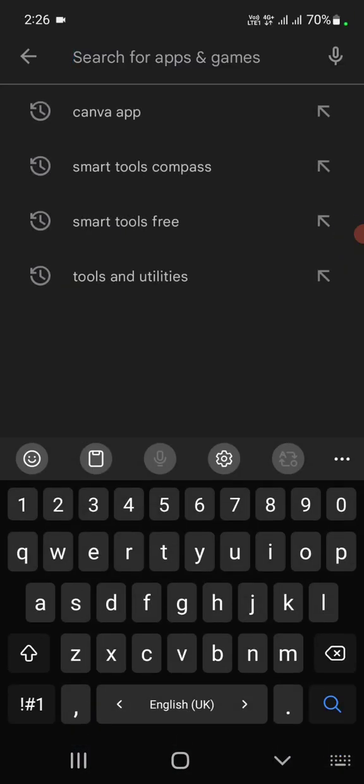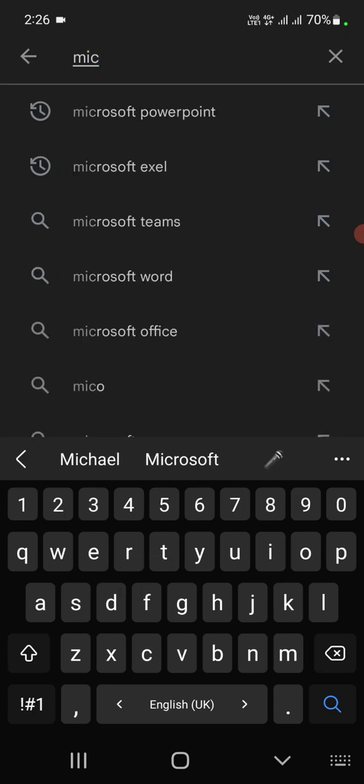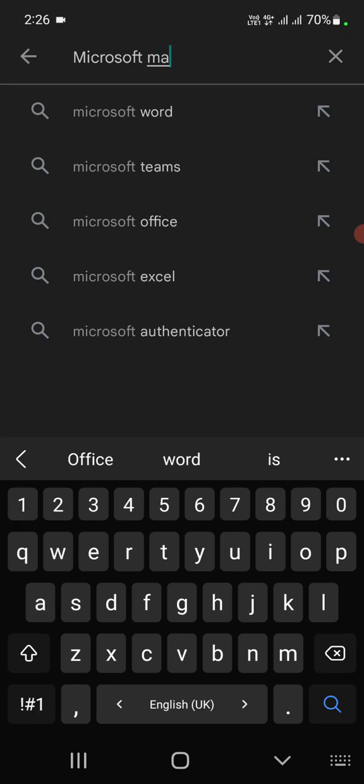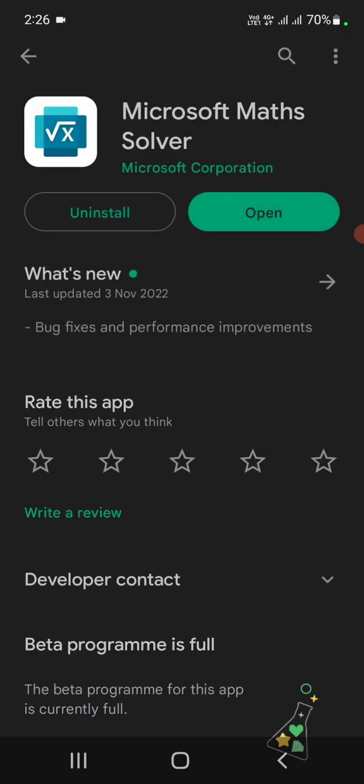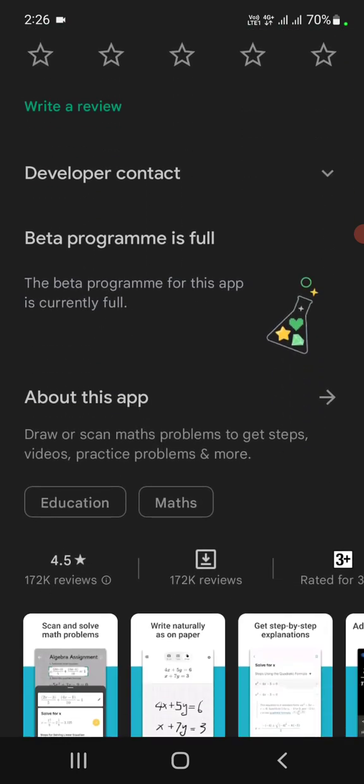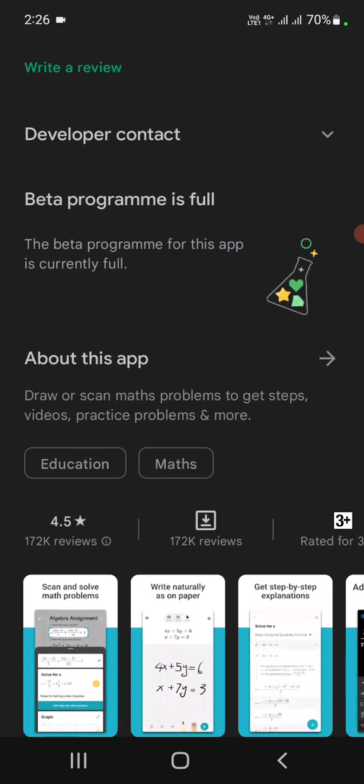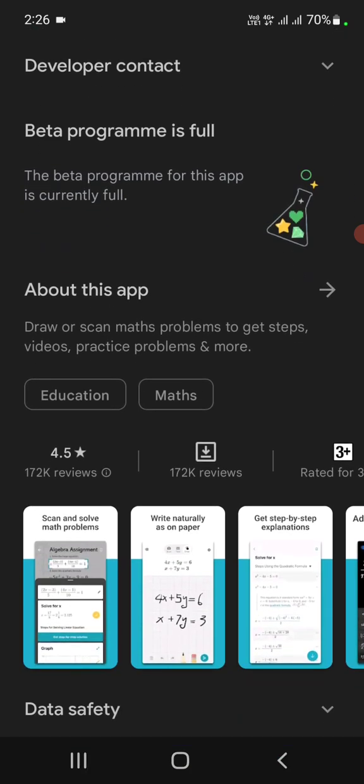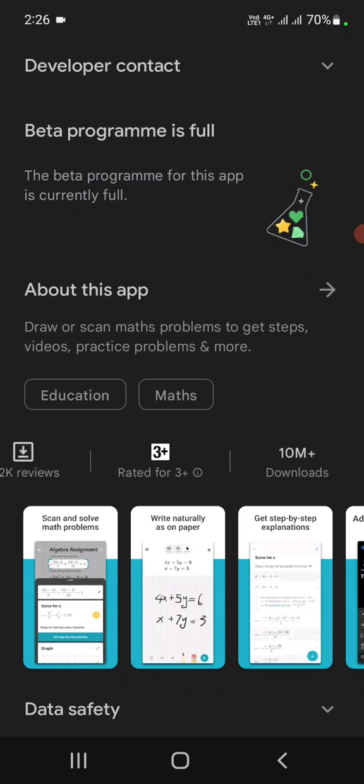So today we are going to tell you about an app, Microsoft Math Solver. Here's the app and what's new. And here's about this app. Draw or scan math problems to get steps, videos, practice problems, and more. Education, maths. 4.5 star rating, 172k reviews. Rated for 3 plus. 10 million plus downloads.